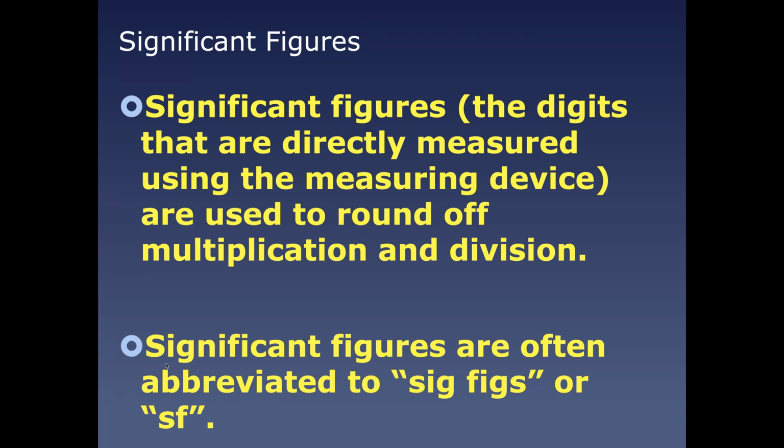Significant figures are used for rounding off answers to multiplication and division problems. Significant figures is the number of digits that were directly measured with the measuring device, which means any digit except placeholding zeros would be considered significant figures. Now, we may abbreviate significant figures as sig figs or SF, because significant figures, I mean, that's a lot to write. So SF will always be the abbreviation for significant figures.